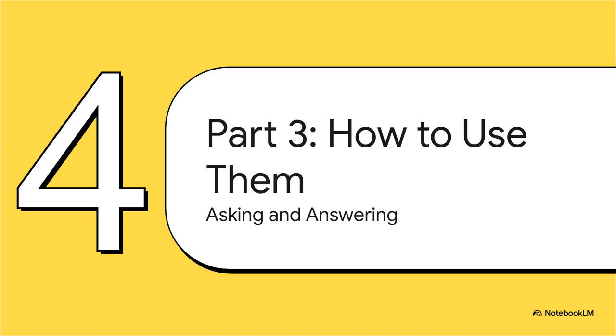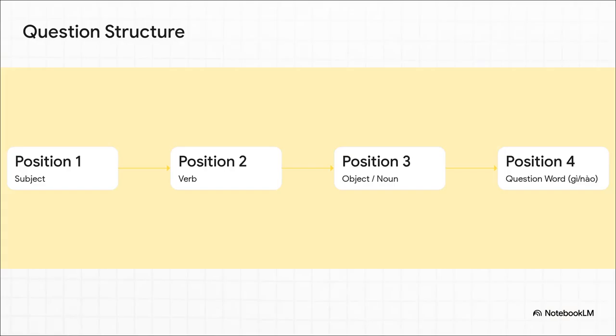Okay, so the theory is making sense. But how do you actually use these words in a real sentence? Let's quickly look at the basic structure, because it's actually pretty easy. Here's a fantastic tip for Vietnamese. The question word, like gì or nào, usually just gets tagged on right at the very end. You build your normal statement, subject, verb, object, and then boom, you just add the question word.